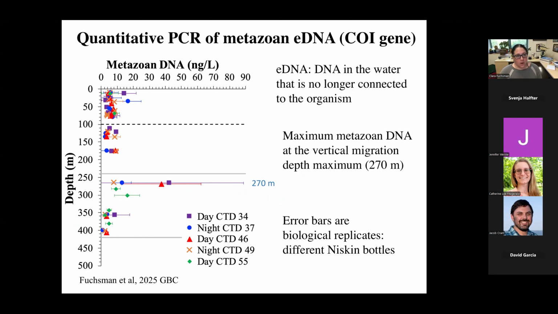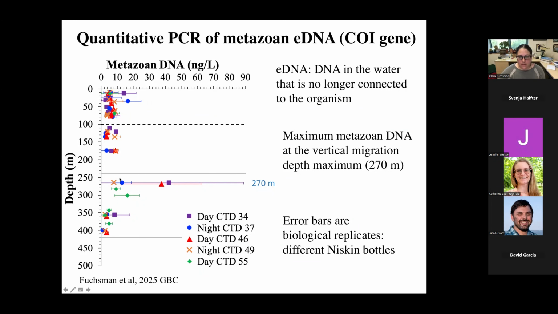So if we look at the quantitative qPCR of metazoan eDNA, we'll just take a moment to say what eDNA is. eDNA is the DNA in the water that is no longer connected to the organism. So this is just filtered water that we then looked at DNA for metazoans, so zooplankton and fish and others.